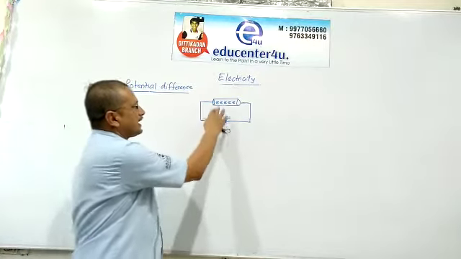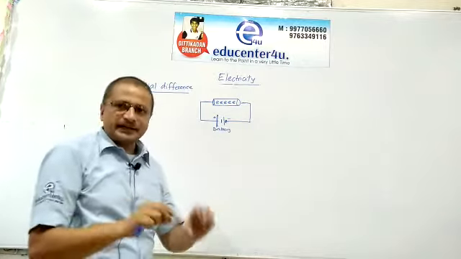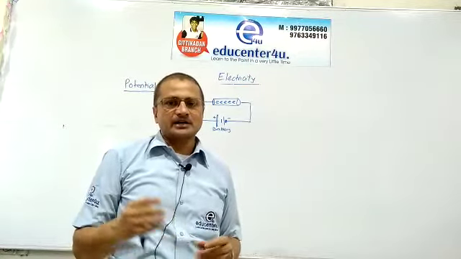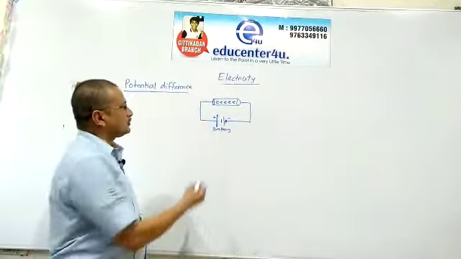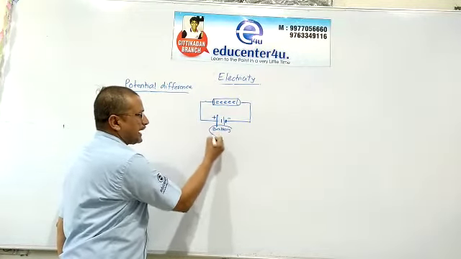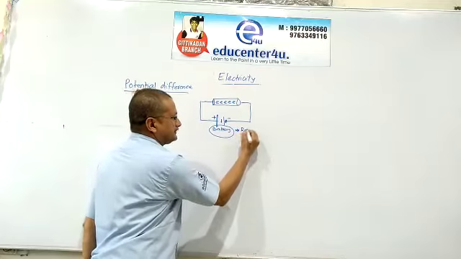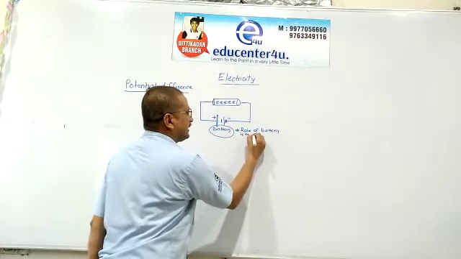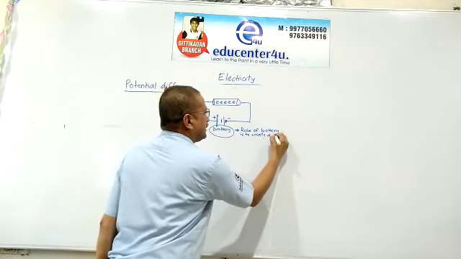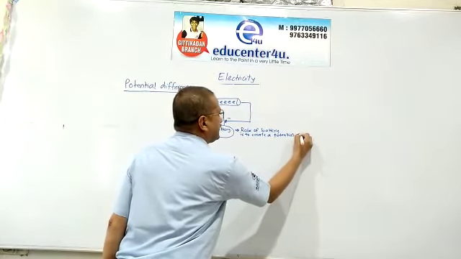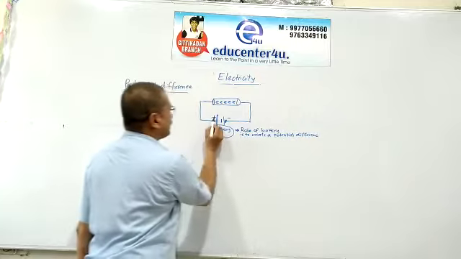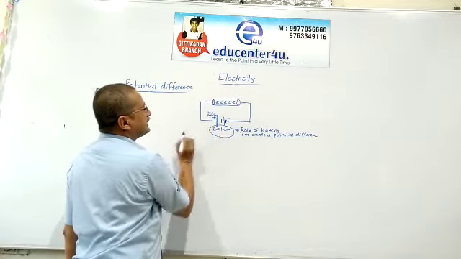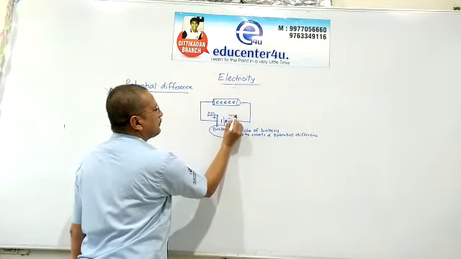This is the wire, which I have depicted in the form of a cylindrical thing, and every wire contains charge particles, in the form of electrons. What is the role of the battery? The role of the battery is to create a potential difference. Potential difference means this positive terminal has the higher potential and this negative terminal has the lower potential.